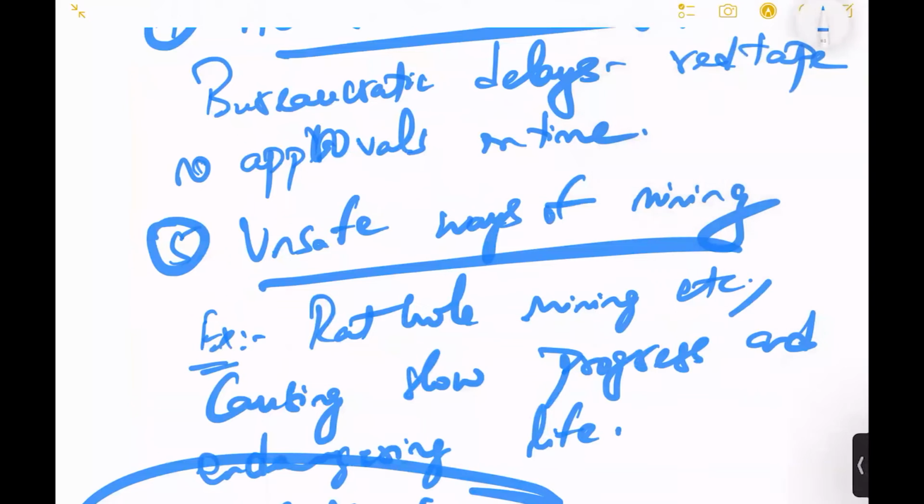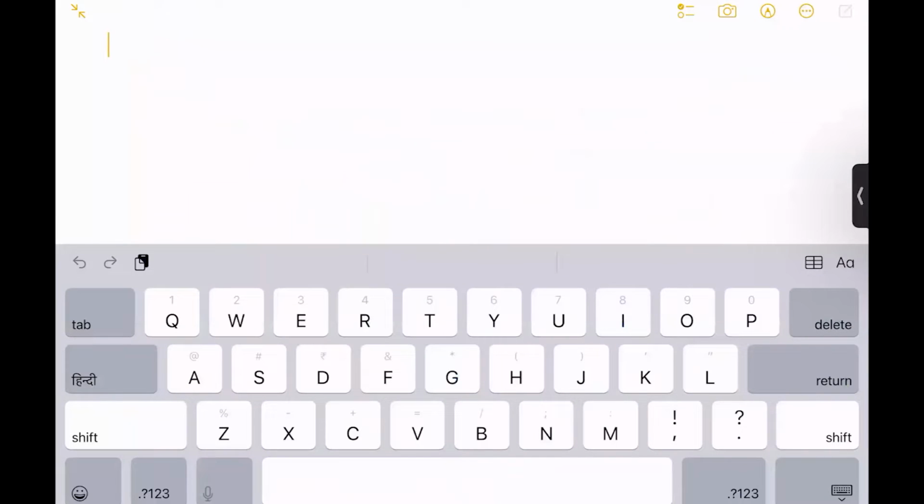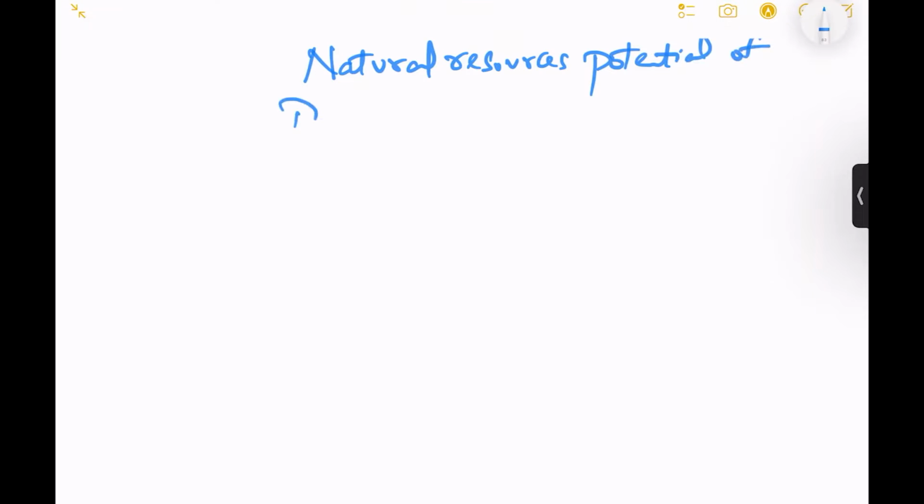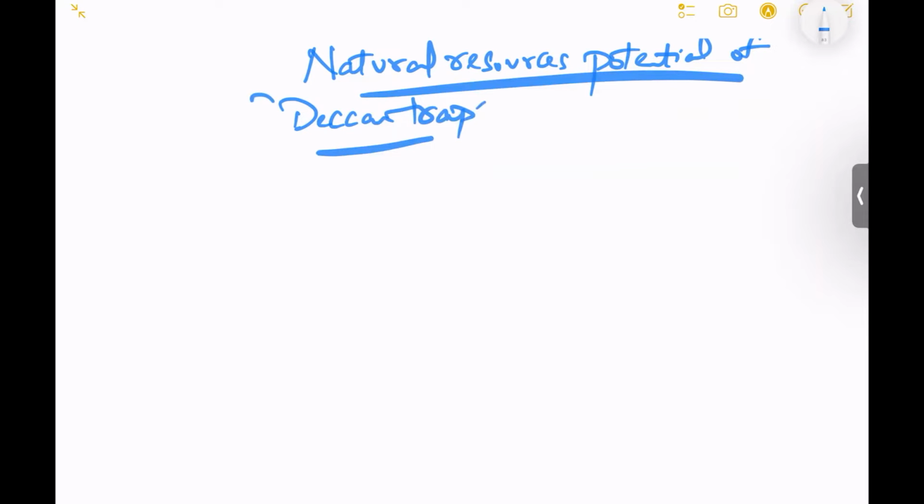So basically, the question is a straightforward question, but a factual question. So what is the question about? Mainly they are asking you, what are the natural resources potential of Deccan Trap? So first you need to understand what is this Deccan Trap. You need to mention it in the answer.